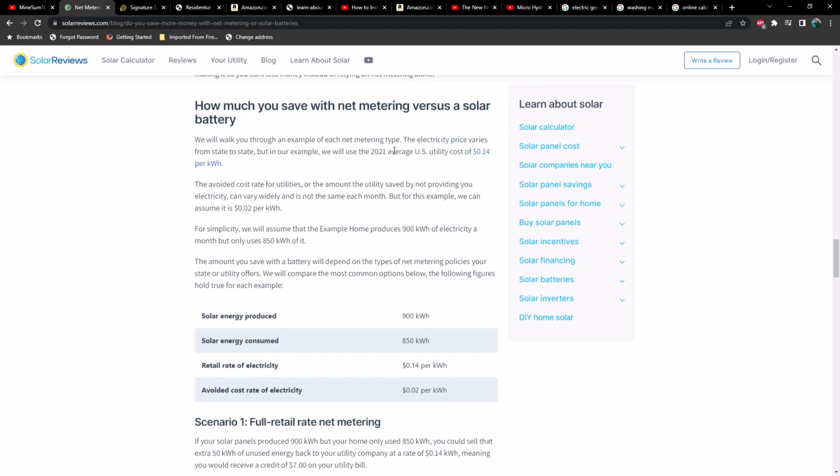But this article is talking about what is the savings of not paying for a net meter, and your net meter is probably going to run you, let's say, about $5 a month, but they may have additional fees on top of that, maybe $15 a month. So that's not really ideal.